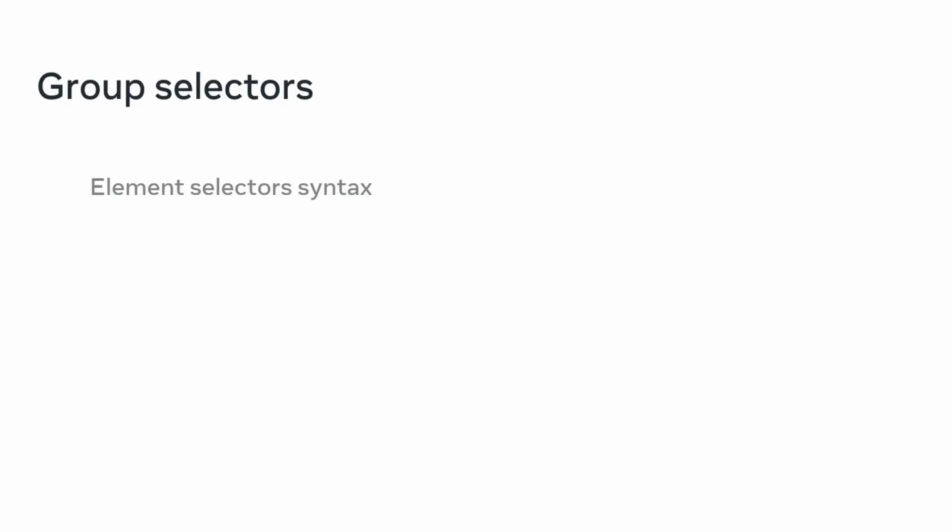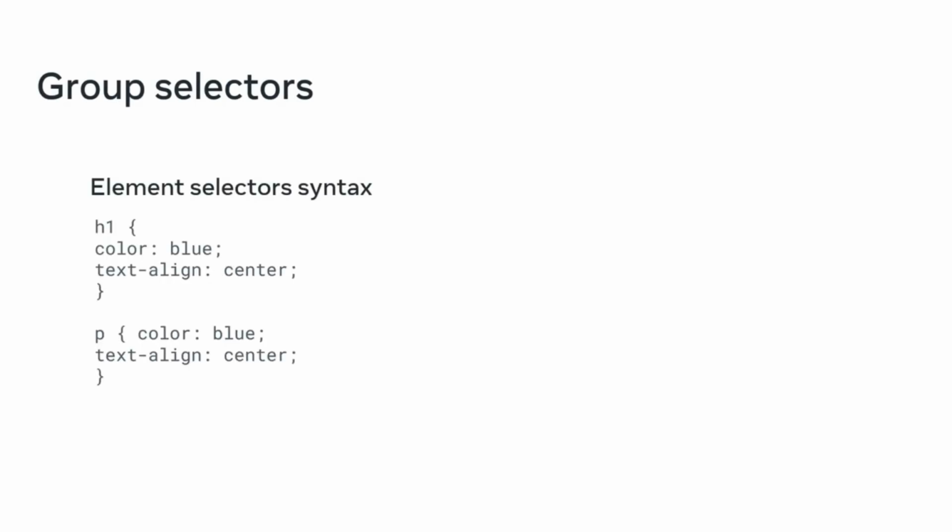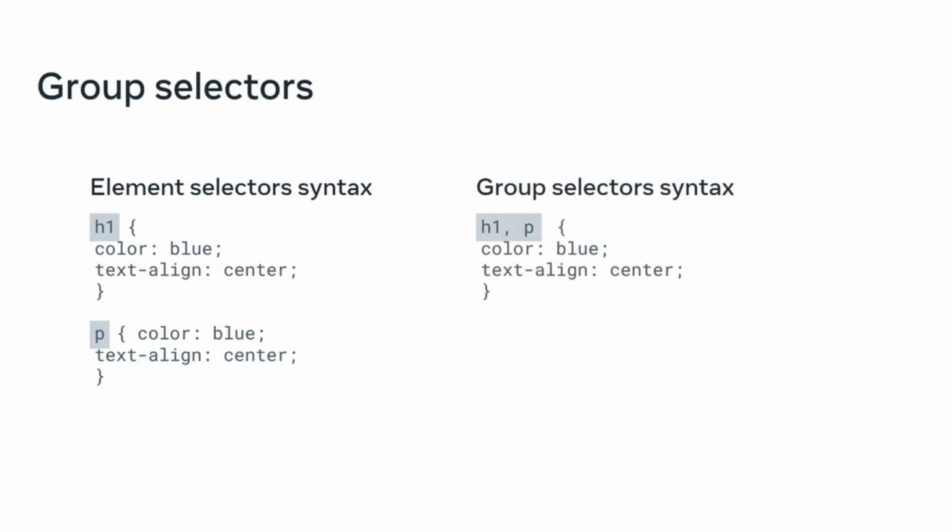Finally, did you know that you can group selectors? If you want to apply the same styling to more than one type of element, like the heading one and paragraph elements, you can use group selectors. Instead of using element selectors where you use a rule for every element, such as heading 1 and P, you can type H1, P and then add the CSS properties. The CSS rule will then be applied to all heading 1 and paragraph elements. Group selectors can save you a lot of time. They are also called selector stacking.